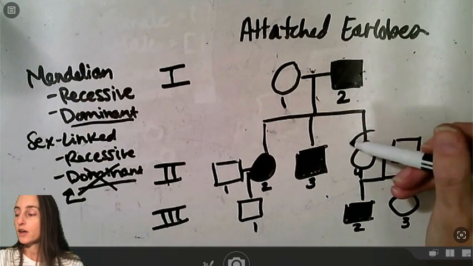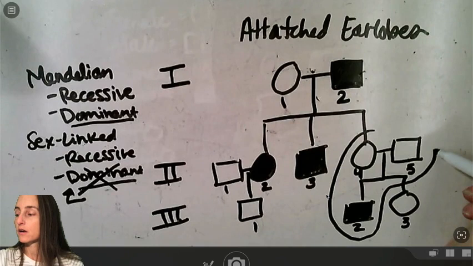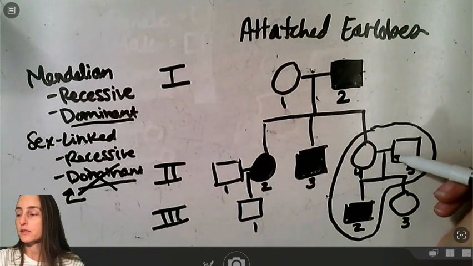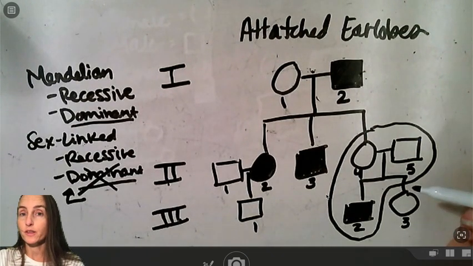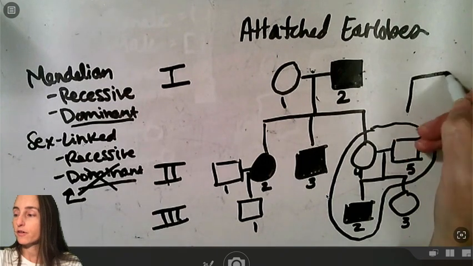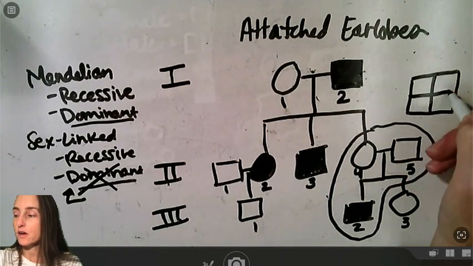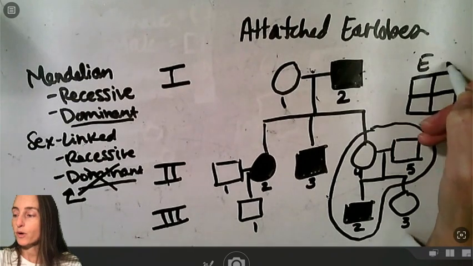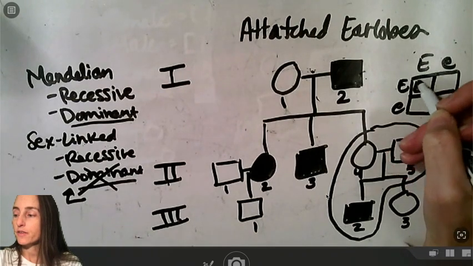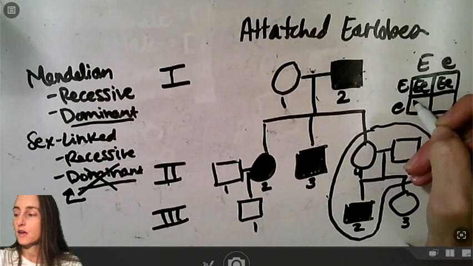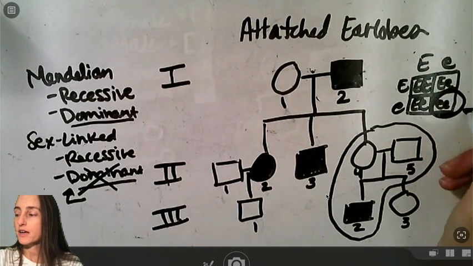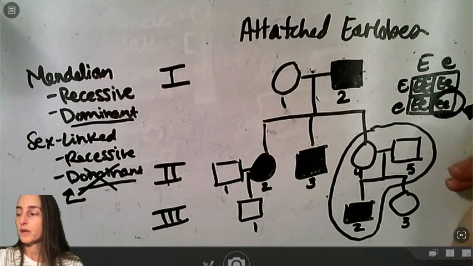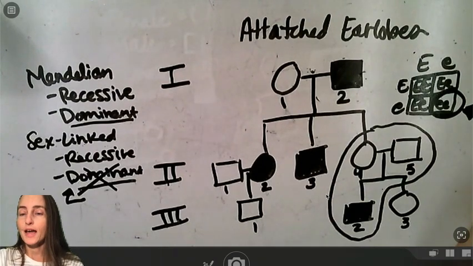Here is your one that tells you right here. Because if you have two parents that do not have the trait, and they have an offspring that does, there's only one way that could happen. And that is if both parents were carriers. And this is not a sex-linked trait. So if they were both carriers and it's recessive, then they have a 25% chance of having an attached earlobe. So that would be it. Okay, so that tells me right now that this is a Mendelian recessive.